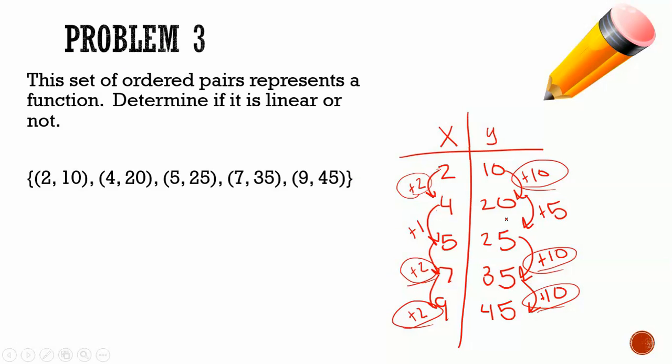This is because we're only going up by 1. Every time I go up by 1, I would only go up by 5, which makes sense, right? If I go up by 2 on the x's and I go up by 10 on the y, if I only go up by 1 on the x's, I should only go up by 5, right? Because 10 divided by 2 is 5. So this is actually a linear function because I'm going up by 10 on the y as I go up by 2 on the x.